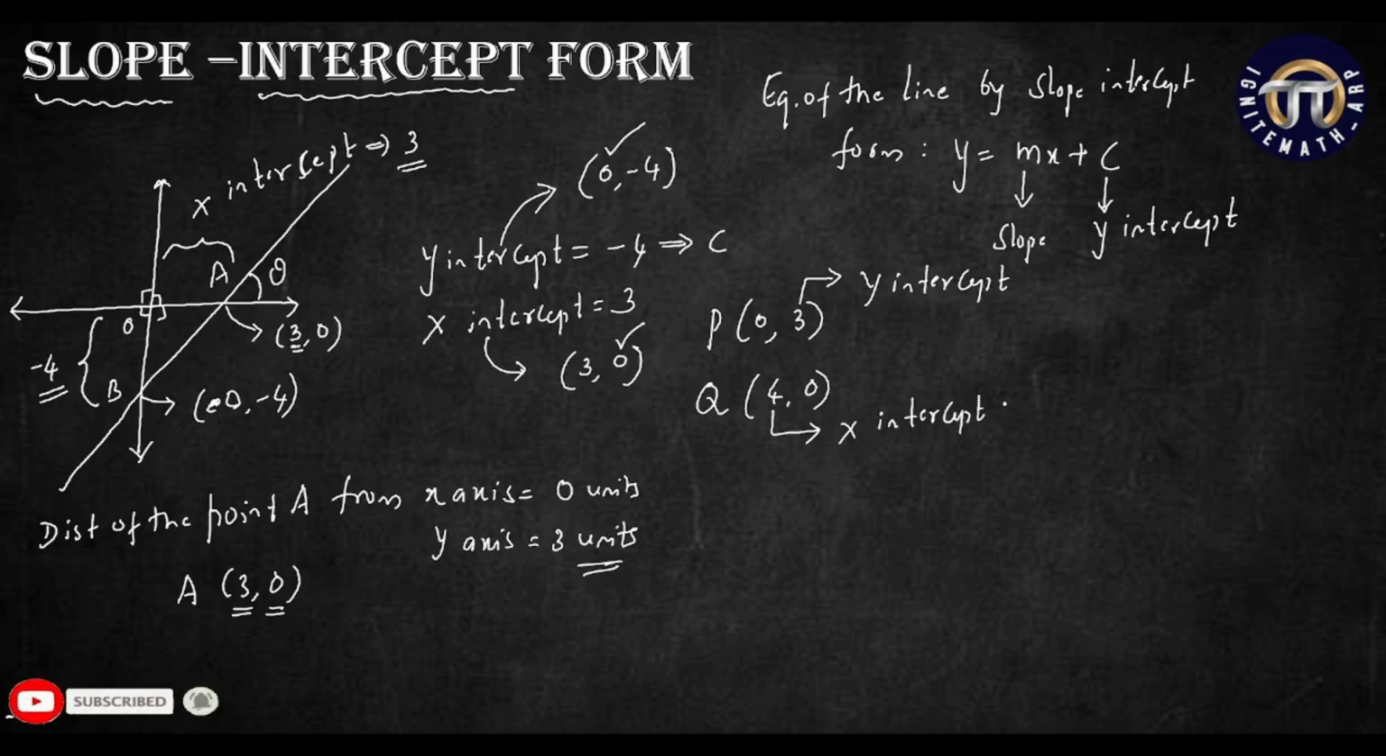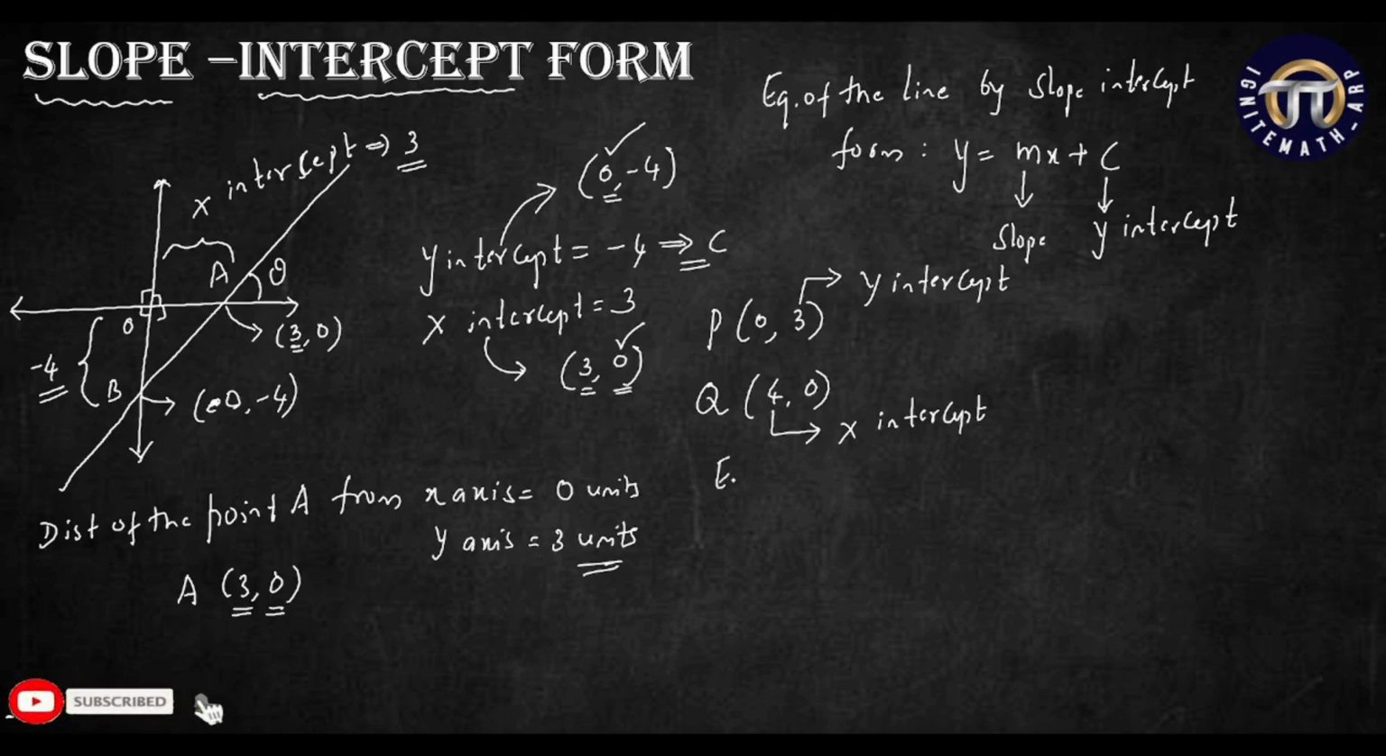Clear? Okay, as I told you, y-intercept is nothing but any point on the line where the abscissa is 0. The x-intercept is nothing but the abscissa of the point where the ordinate is 0. Clear, children? Okay, so now I'll give you an example over here.